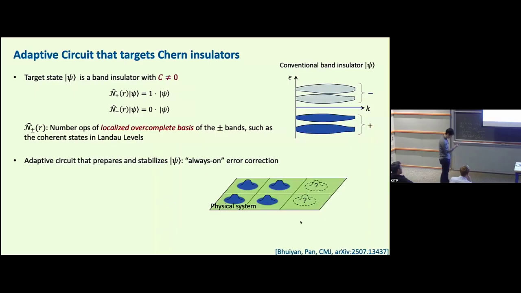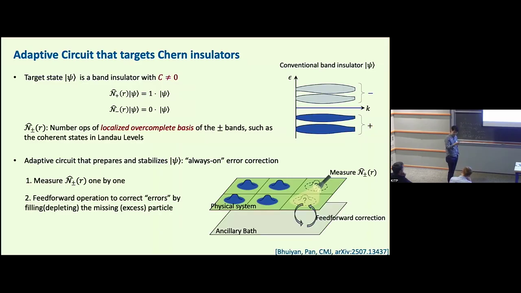And the adaptive protocol follows the idea of so-called always-on error correction. This is how you would do it. Go measure one of these things one by one. If you see a match, it means that the state locally is already what you want, so move on to the next one. If you see a mismatch, it means that you're either missing a particle or you have an excess particle. Then try to exchange charge with the bath to get rid of that error. And that's it. You locally fix the error right away.